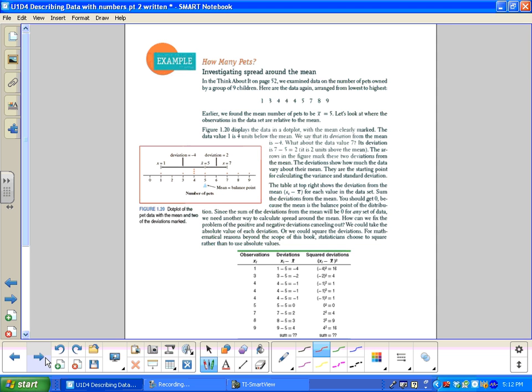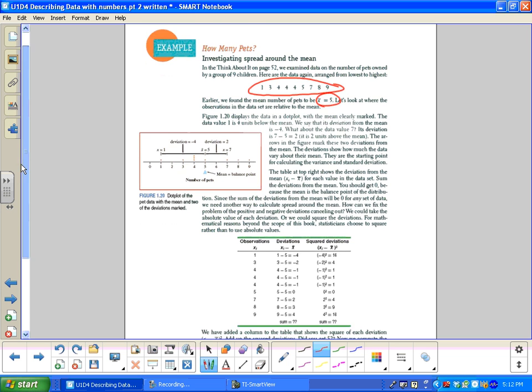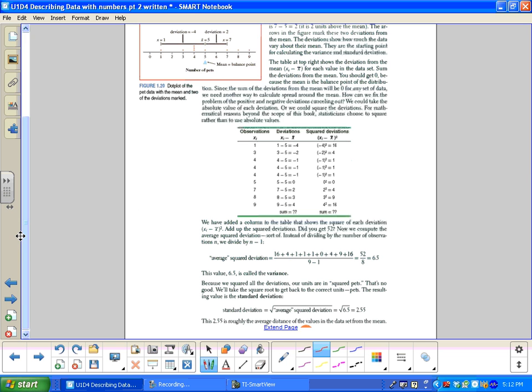Okay, so here we have some data. This is the number of pets owned by a group of 9 children. If we're going to calculate the average distance from the mean, the first thing we want to do is calculate the mean. Fairly simple. Then we want to look at all of the differences, the distances from each value to the mean.